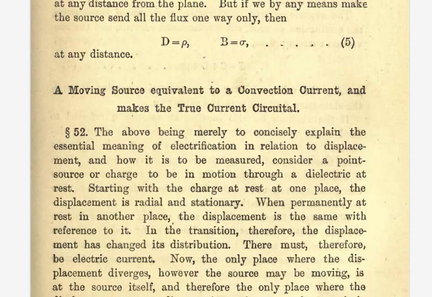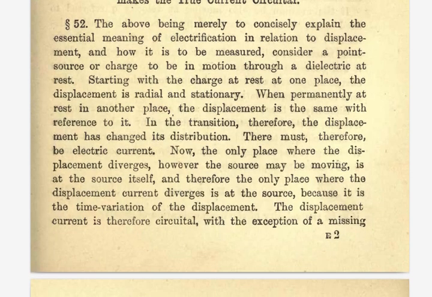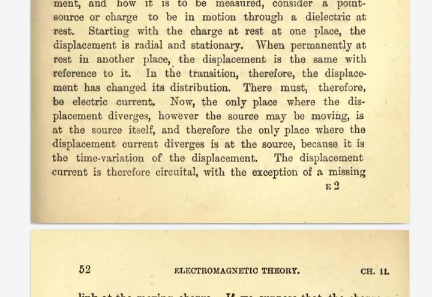Starting with the charge at rest at one place, the displacement is radial and stationary. When permanently at rest in another place, the displacement is the same with reference to it. In the transition, therefore, the displacement has changed its distribution. There must, therefore, be electric current.